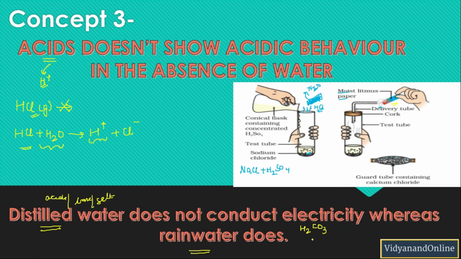Now this H2CO3, which is carbonic acid, dissociates into H plus ion and CO3 minus 2 ion, and thus rainwater conducts electricity. Also, rainwater may contain other dissolved gases like SO2, NO2, etc. present in the atmosphere, which can further help in the conduction of electricity.